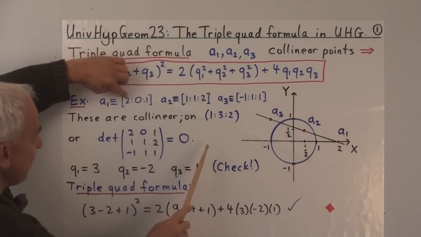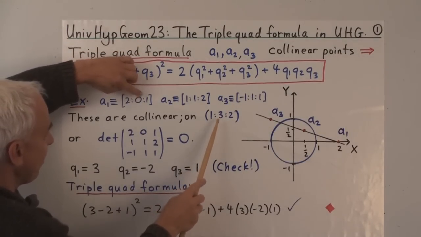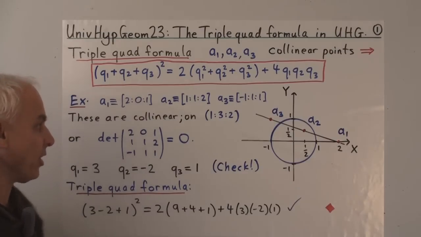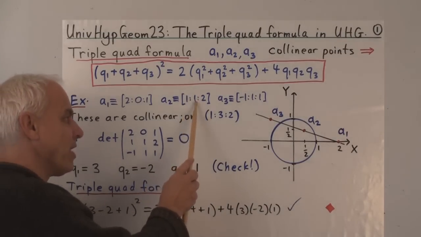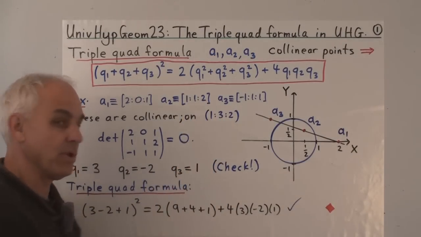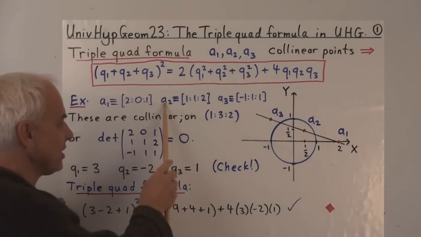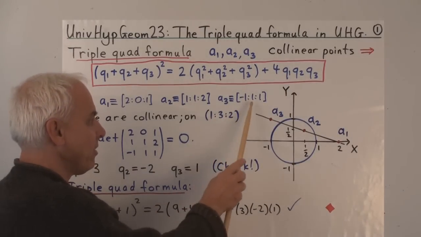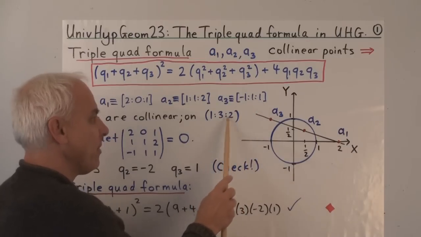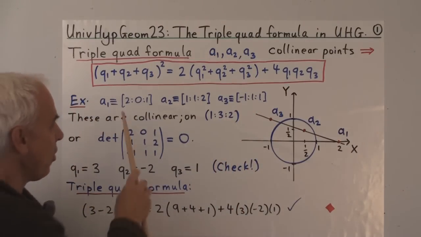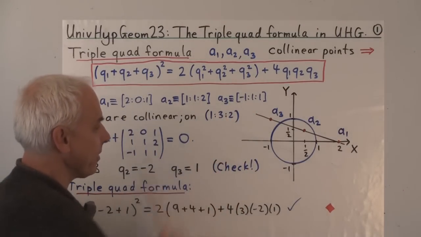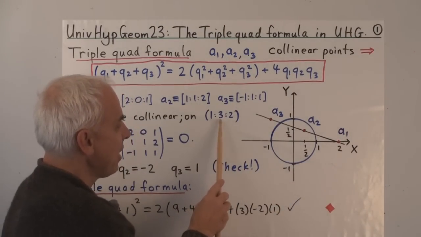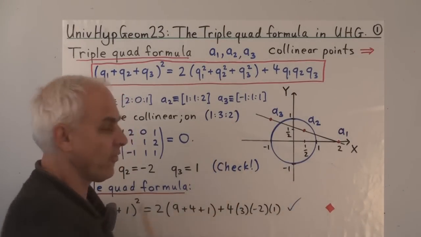Incidence is determined by this times this plus this times this minus this times this equals 0. And it does equal 0. Similarly, 1 times 1 plus 1 times 3 minus 2 times 2 is 0. So this point and this line are also incident. And finally, minus 1 times 1 plus 1 times 3 minus 1 times 2 is also 0. So all these 3 points lie on this line. This is the line with equation x plus 3y equals 2.